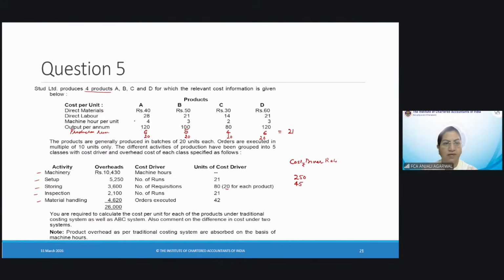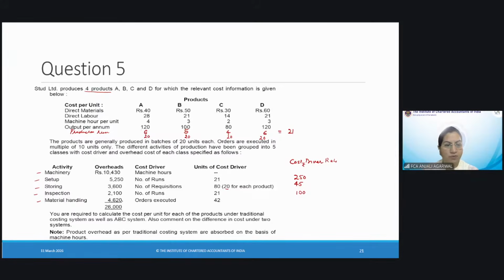Third expense, inspection, depends upon number of runs. So once again, same, inspection is also on the basis of number of runs. First establish the rate, 2100 divided by 21. So it comes out to be 100 rupee per run. So here it will be 600, 500, 400, 600.